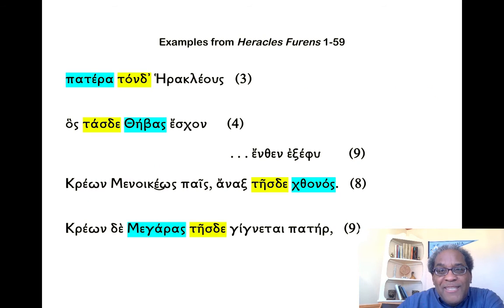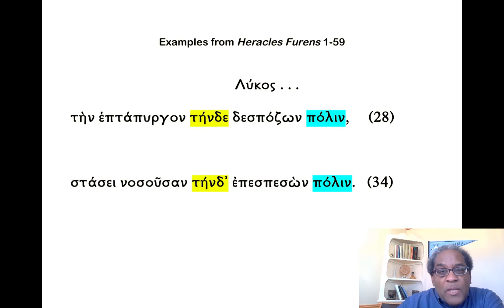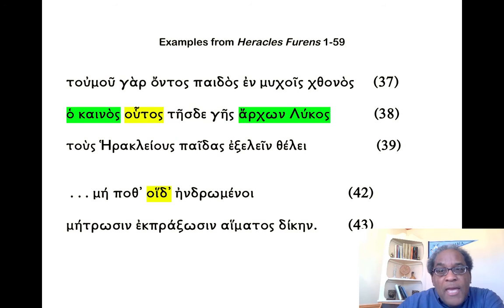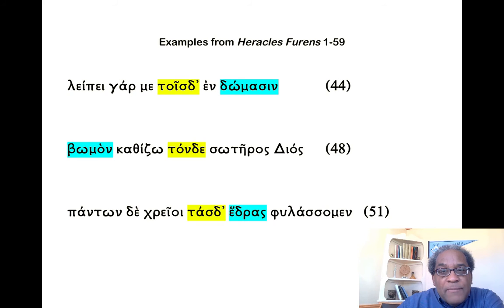And then we go straight into these wonderful examples from the Heracles Furens of Euripides: pateraton Herakleous, hostas tet' debasa skon, etc., etc. Lycos, tain heptapurgon, tain despasdon pollen. You see the things in yellow are the demonstratives. And that continues on, and we look at these, and bomon katisdo ton de soteros dios, and I just talk about why each of these is what it is.